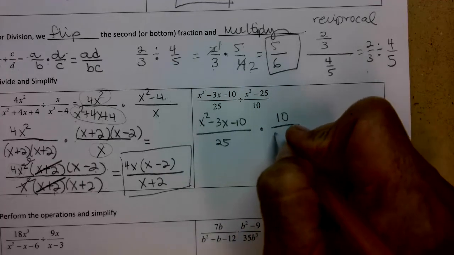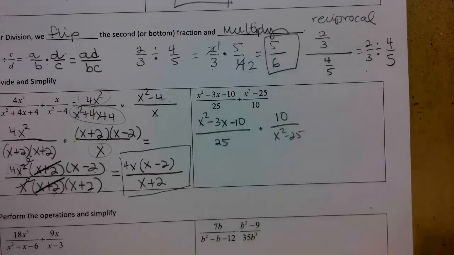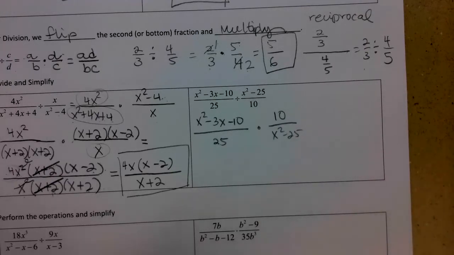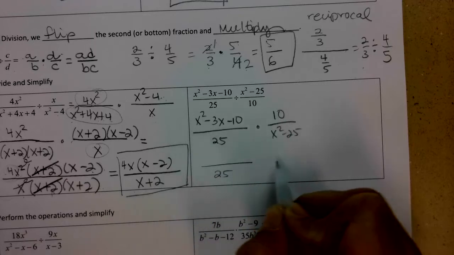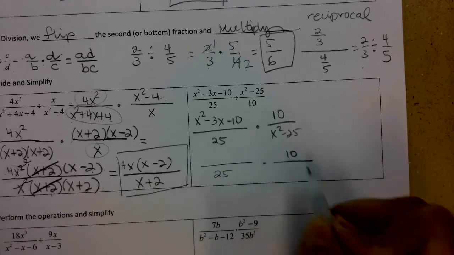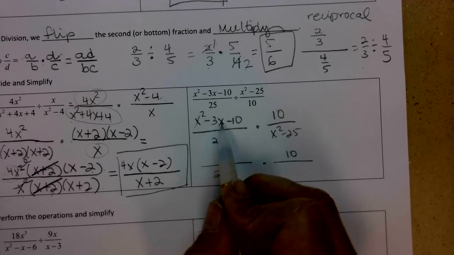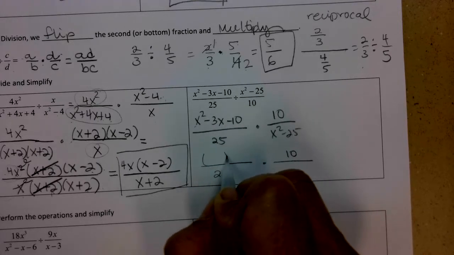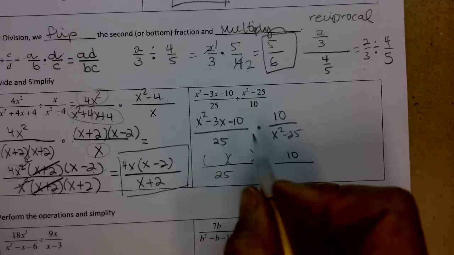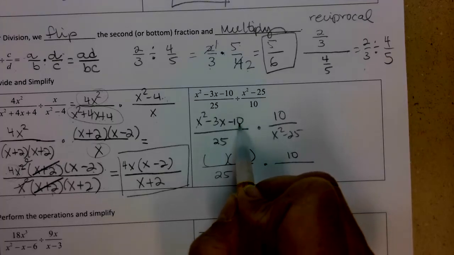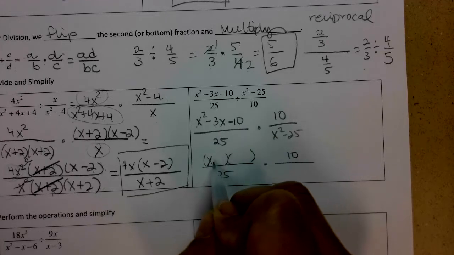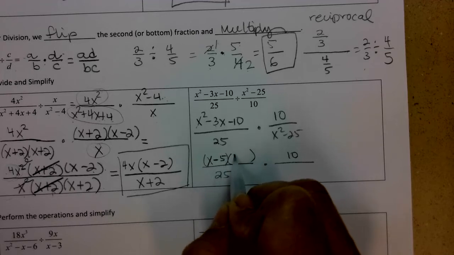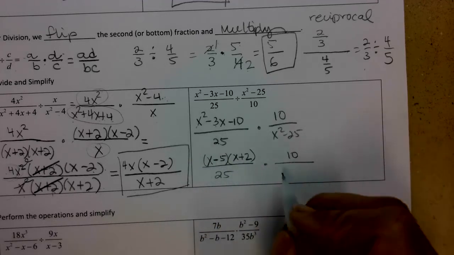Times 10 over x squared minus 25. Let's go ahead and factor everything that's possible to factor. So x squared minus 3x minus 10. They're going to multiply to negative 10, add to negative 3. X minus 5 times x plus 2.